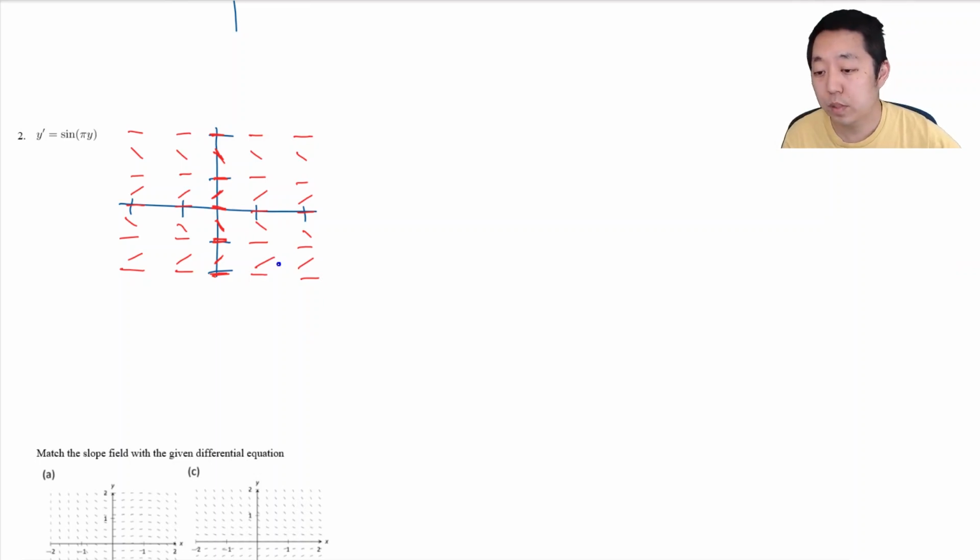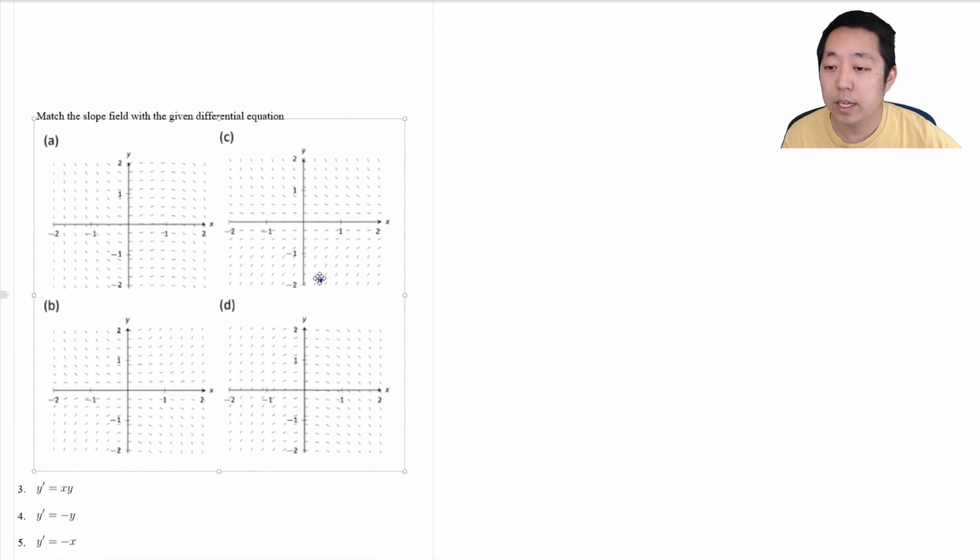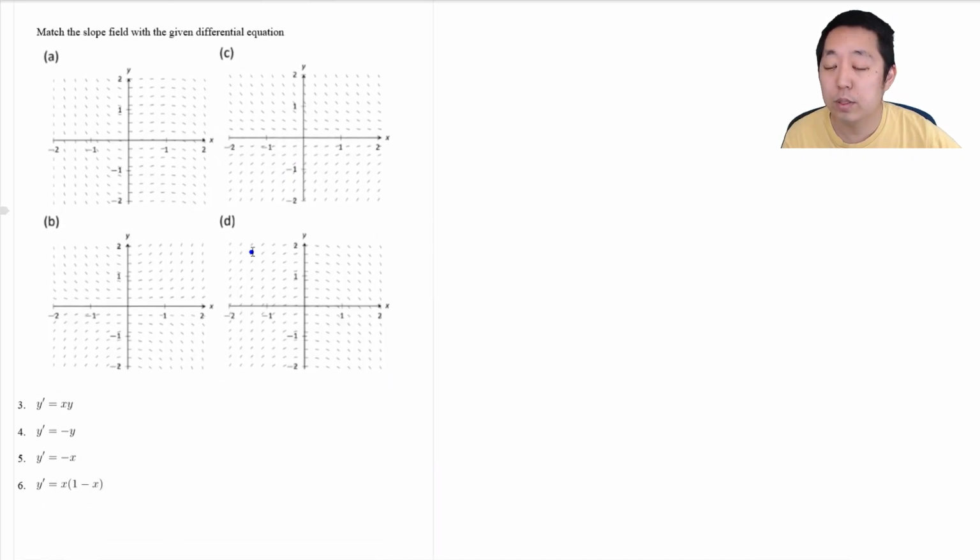Okay. So here we're going to match the slope field with the given differential equation. I know this graph might be kind of hard to see. Let me try to make it a little bit bigger. But I think the contrast didn't come out super well on this picture, so apologies if you can't see it too well. If you look at the actual PDF file that has the problems, you can see a little bit better.